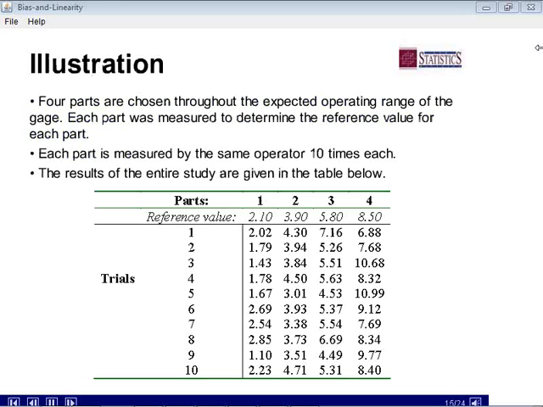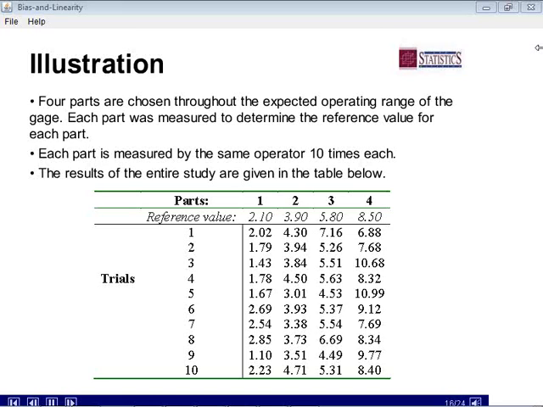Okay, let's look at a different illustration, a very generic one, so that we can all grasp it. Say that there are 4 parts chosen throughout an expected range of the gauge. Here are the range of reference values, measurements that could be taken. Each part, and there are 4 of them, was measured over the operating range. We also had that each part was measured under conditions where we know the exact reference value.